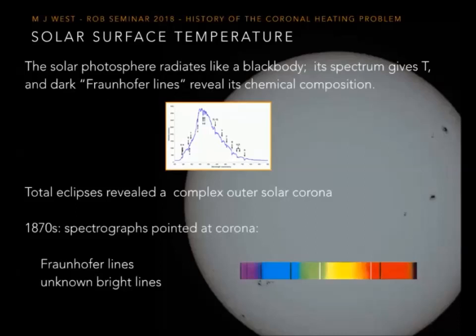And at this time, we didn't have any space-based instrumentation. It's very hard to observe the solar atmosphere due to the bright solar surface. And one of the main ways that we were able to observe the solar atmosphere was through total solar eclipses, when the actual disk of the sun was obscured. And using spectrographs, this is back in the 1870s now, pointed at the corona, we were able to observe the spectrum of the atmosphere, and we saw these Fraunhofer lines, and we also saw some unknown bright lines.